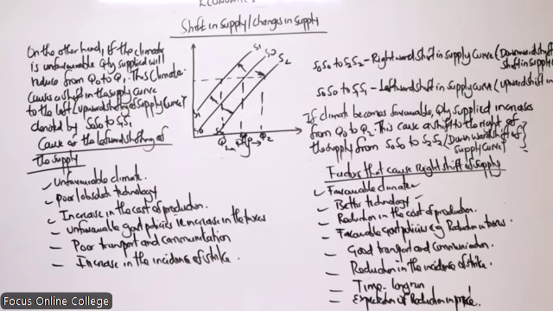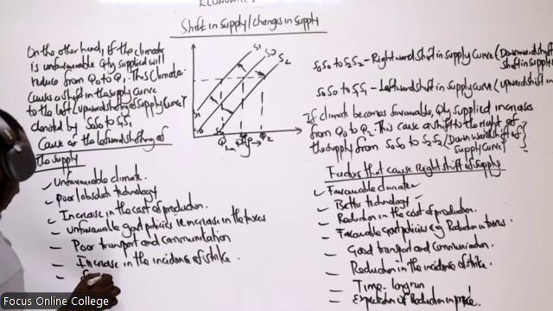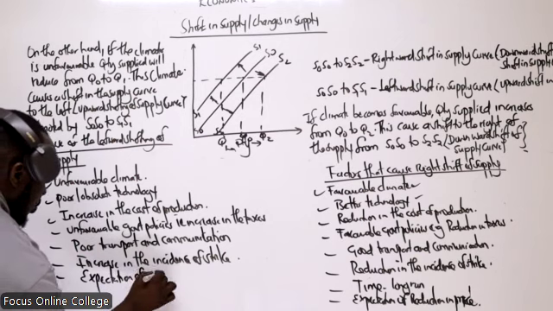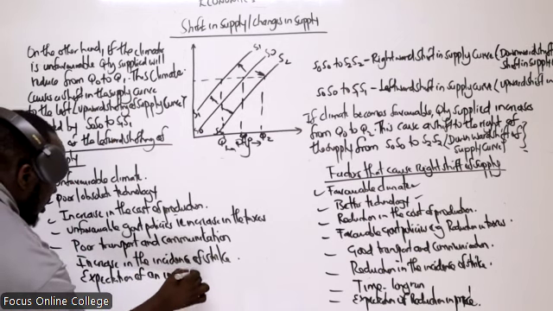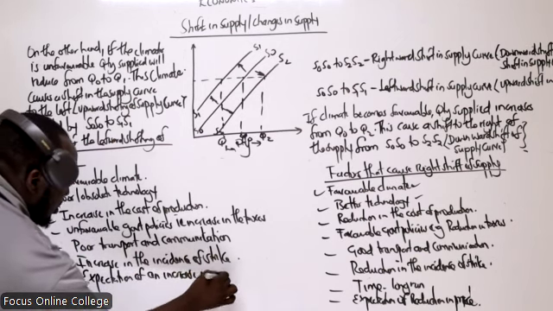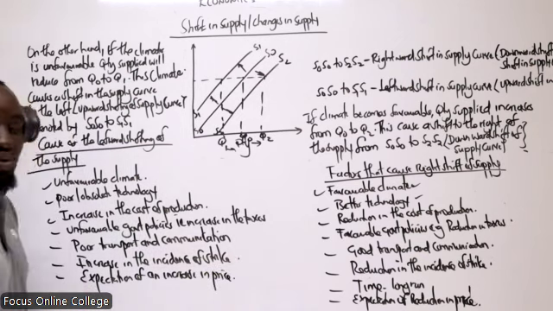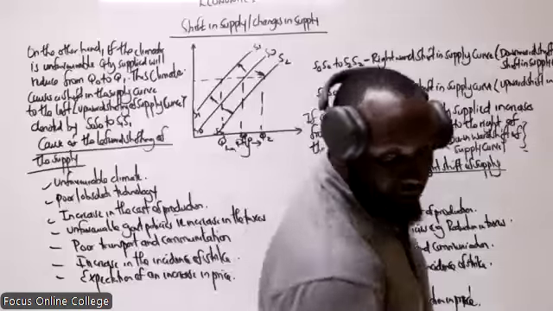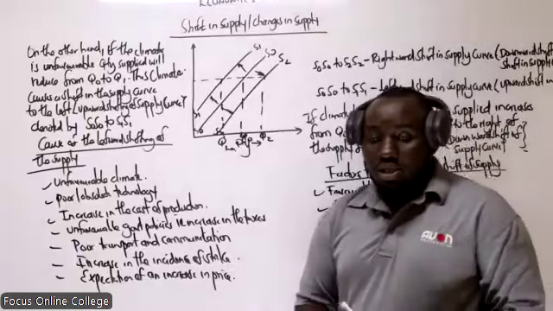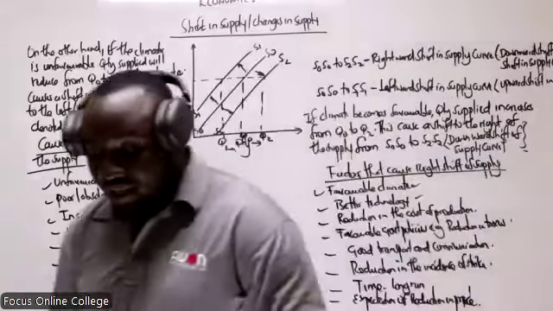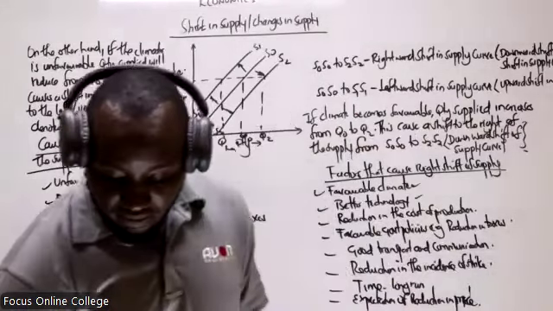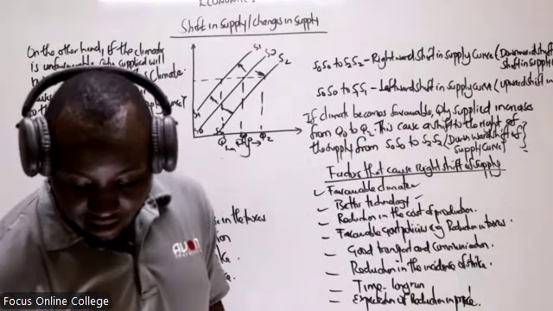Then you have the expectation of an increase in price. So these are factors that will lead to a shift to the left, or an upward shifting of the supply curve. Tuko pamoja. If we are together, then you give me a yes.